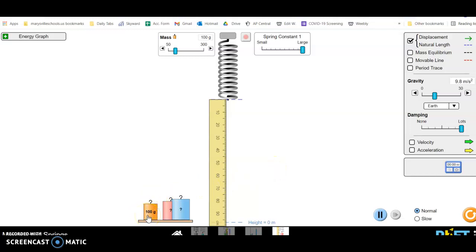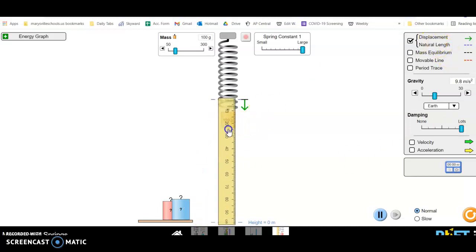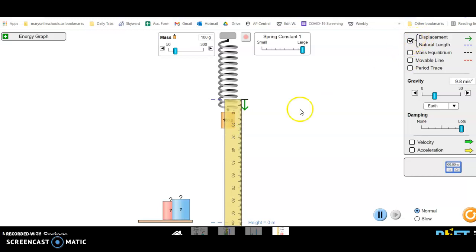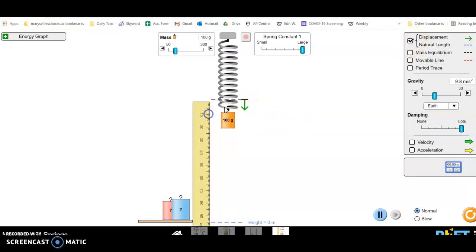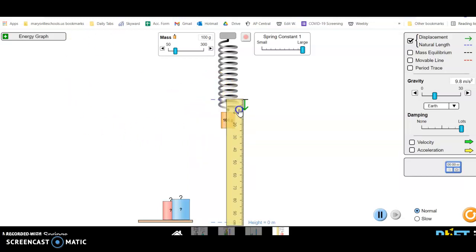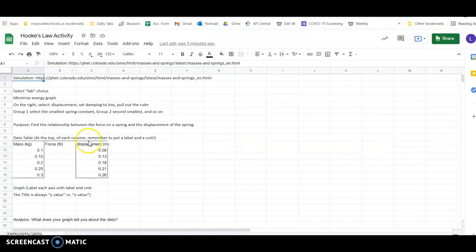So I grabbed the 100 gram mass and I put it on to my spring, and I moved over here and I measured the displacement. So I measured this green arrow. That shows how far the spring has stretched from where it started. So we did that and got a number about 8 centimeters or so. And then you'll notice I converted that into meters.